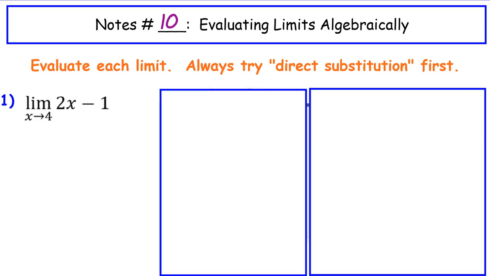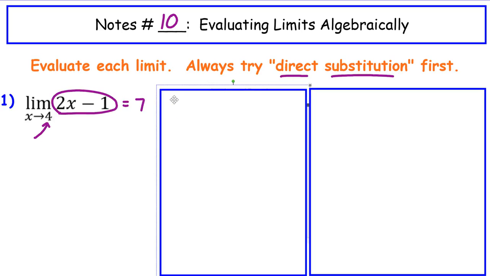So this is notes number 10, and the first thing you always want to do when evaluating a limit algebraically is try direct substitution. That means take the number that x is approaching, in this case for problem number 1, x is approaching 4, and substitute it into the function. The function is 2x minus 1 in this case. If it gives you a number, the limit is evaluated and you're done. So we can substitute it in. 2 times 4 minus 1 is 7. The answer is 7. It's as simple as that for this problem.